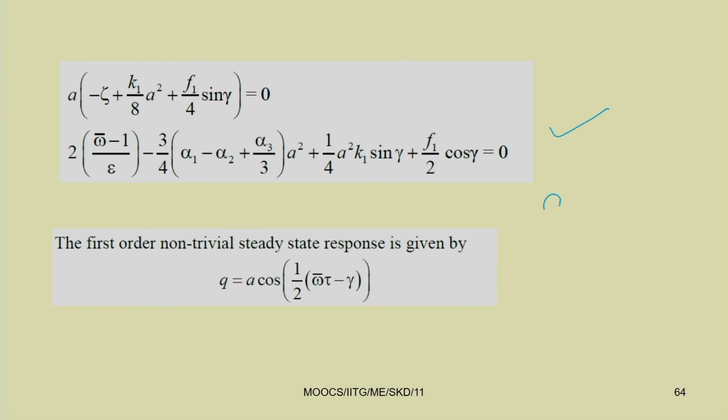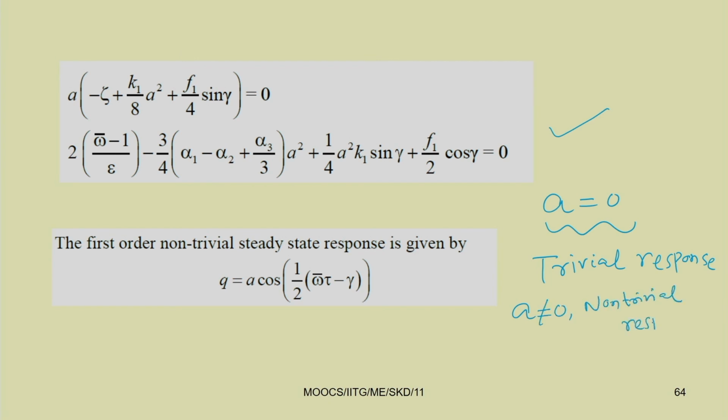When a equal to 0, the response is known as trivial response. If a is not equal to 0, this is non-trivial response. From the first equation it is clear that we will have both trivial and non-trivial states. That means if you plot a versus sigma, up to a certain distance it will be stable or unstable. That means this 0 line is also a solution. When we study stability, we will know more about this. So, for example, you may have a response like this.